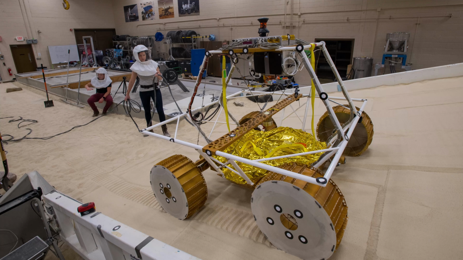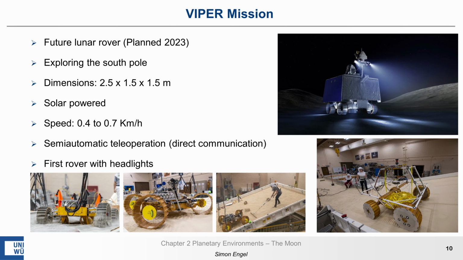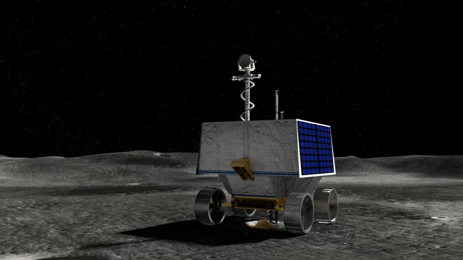The VIPER rover measures about 2.5 meters by 1.5 meters and is 1.5 meters tall, so comparable to a golf cart in size. It has solar panels and batteries for power generation, which can supply up to 450 watts of peak power. Because of the low solar inclination angle, it makes most sense to put the solar panels on the sides of the rover, which looks pretty unique compared to other rovers that we might have seen before.